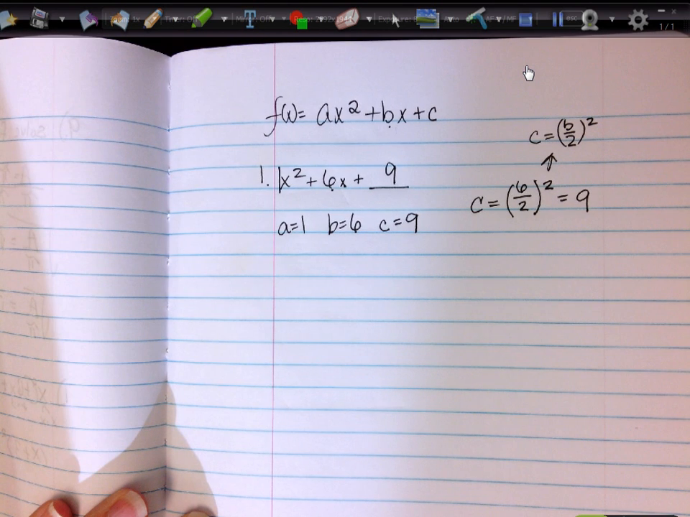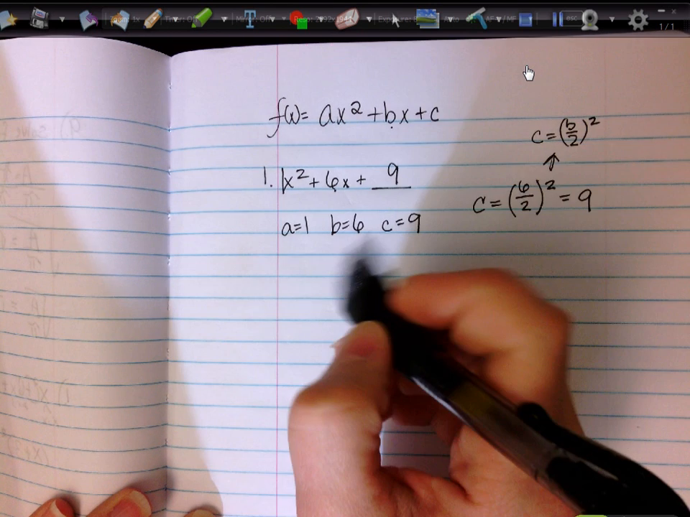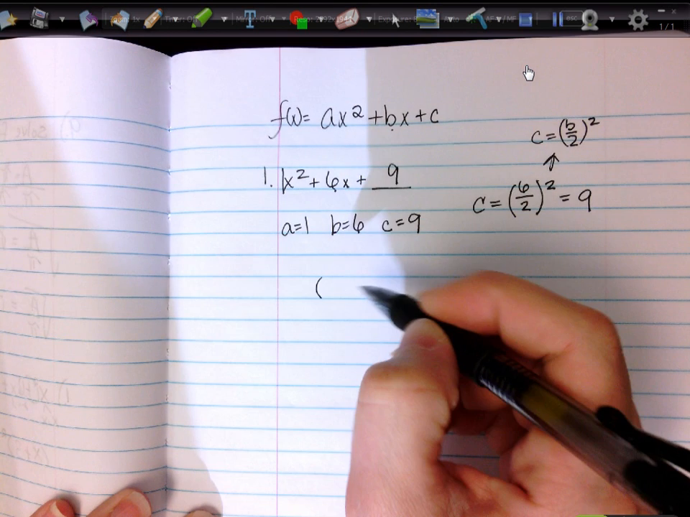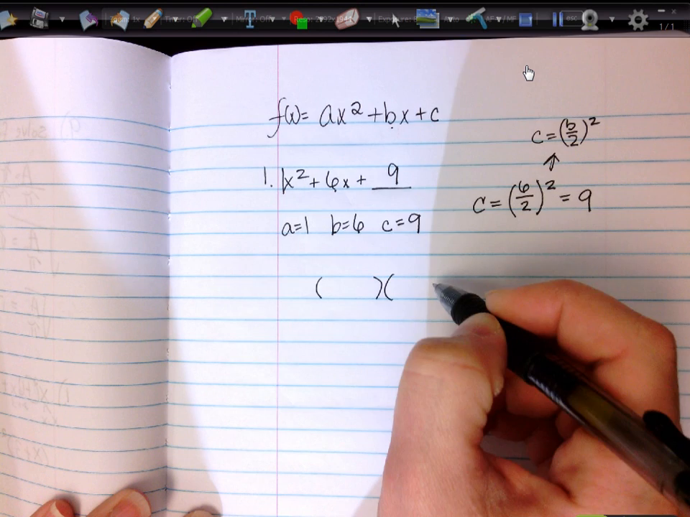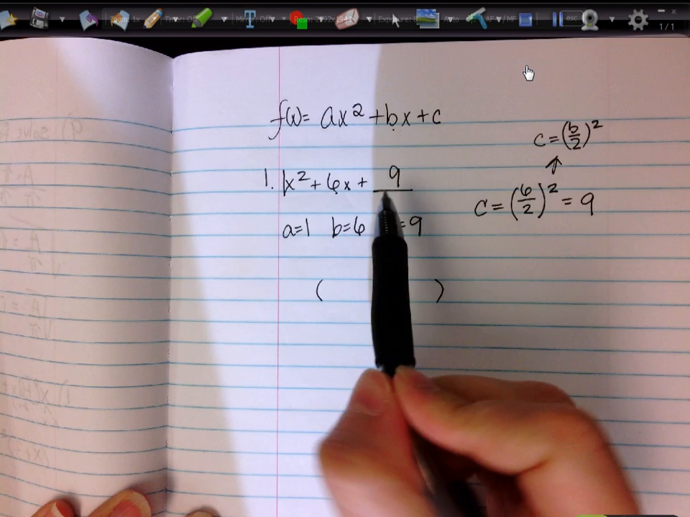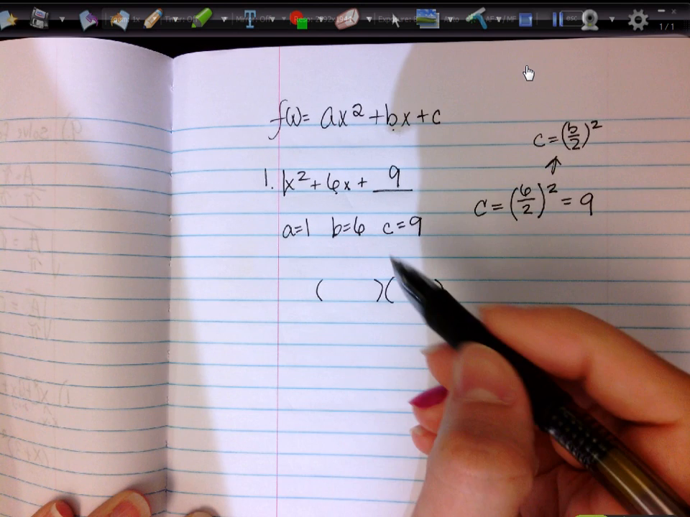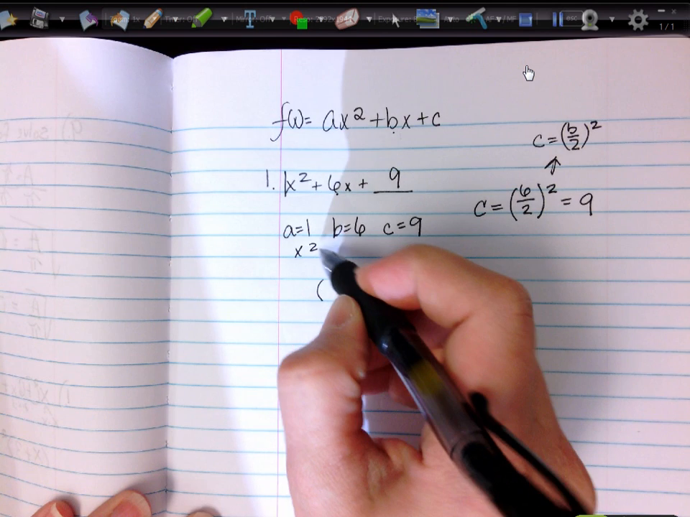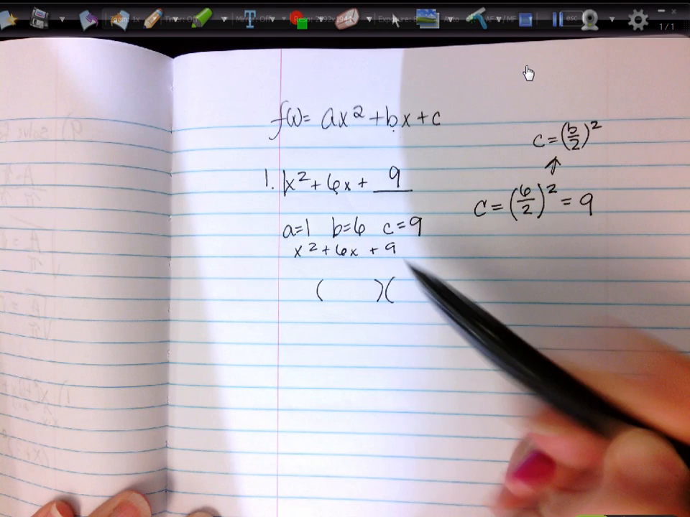Now, I'm going to put this into the correct form, and I'm going to do what we did before where we factor it out. So we have x squared plus 6x plus 9, and we're going to factor that out.